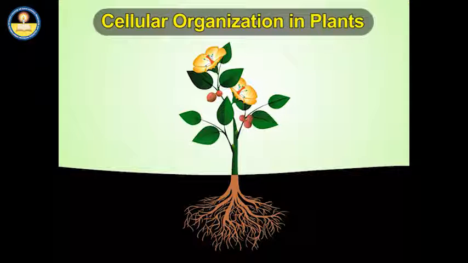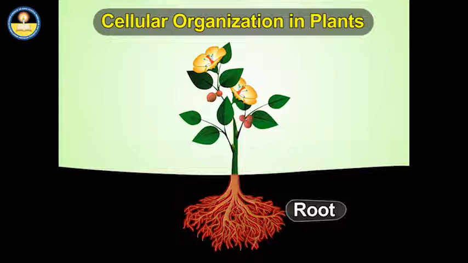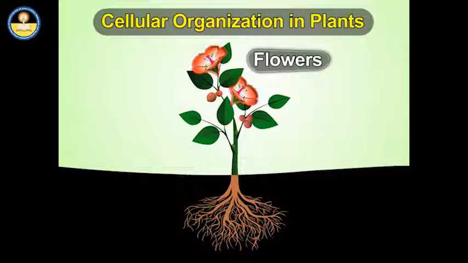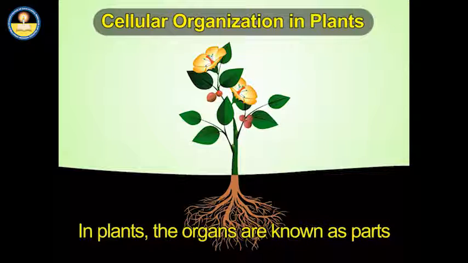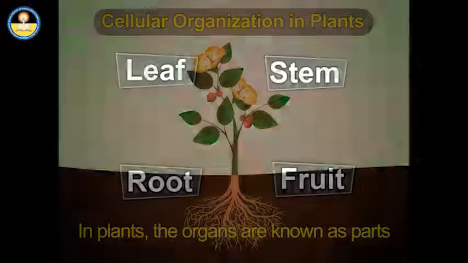Plants have fewer organs as compared to animals. Leaves, stem, roots, flowers, fruits, seeds, etc. are the main organs of almost all flowering plants. In case of plants, organs are known as parts. Each of these parts is formed of more than one type of tissue system.